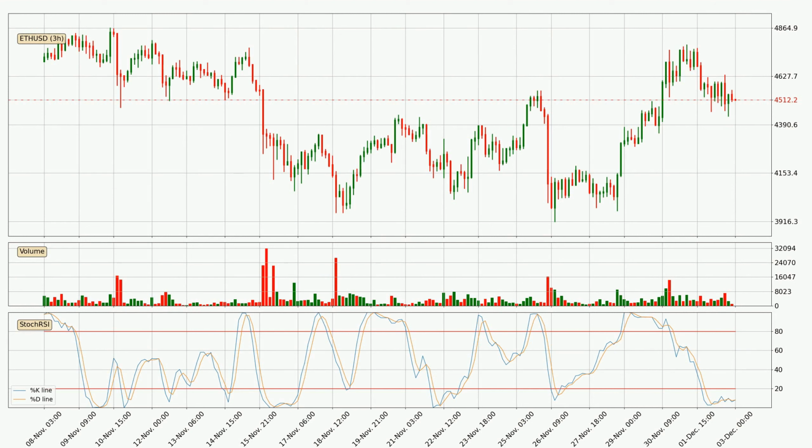Looking at the 3-hourly Stochastic RSI, we can see that the crypto is being oversold because the %K and %D lines are in the lower region. A change in the trend can be expected, or for the crypto to remain at least stable for some time. However, the K line still hasn't crossed the D line, so it should be waited to see if the trend will actually change to the upside.